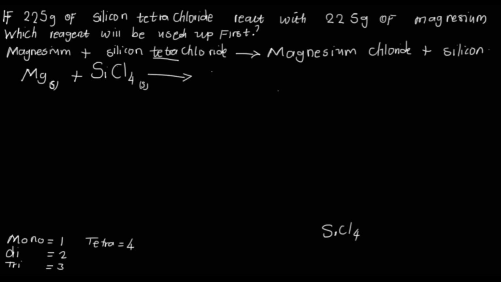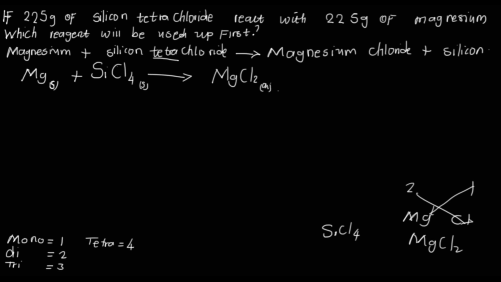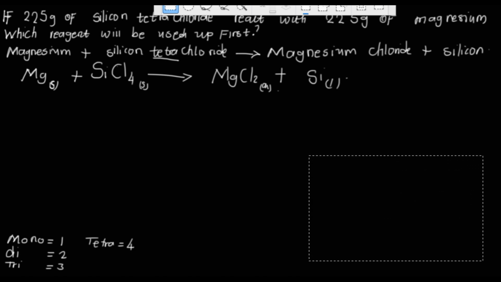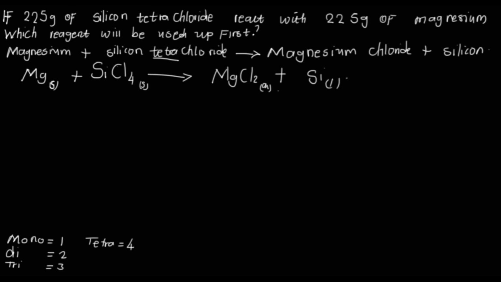Then here we are going to have magnesium chloride. For us to write the chemical formula for magnesium chloride, we need to look at the valences. Magnesium is in group 2, so it has a valence of 2. Chlorine in group 7 has a valence of 1. So if we interchange, we can see that magnesium chloride has a chemical formula like this, plus silicon.